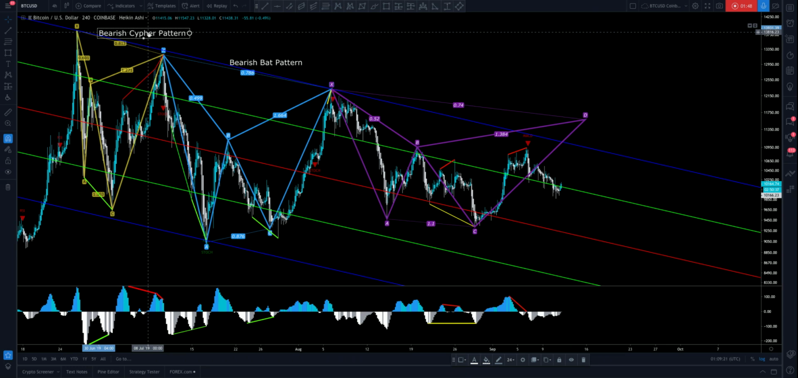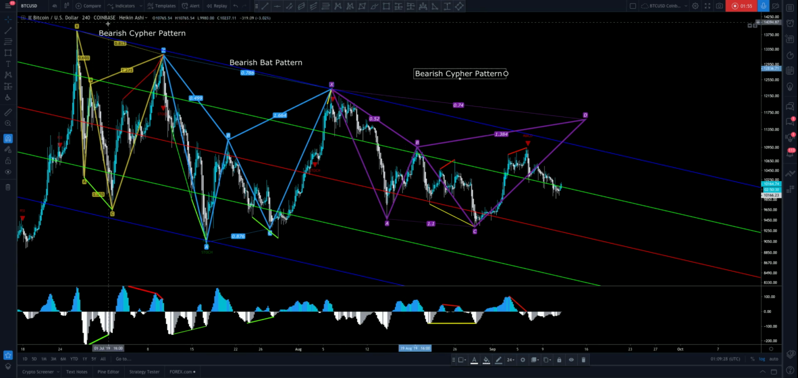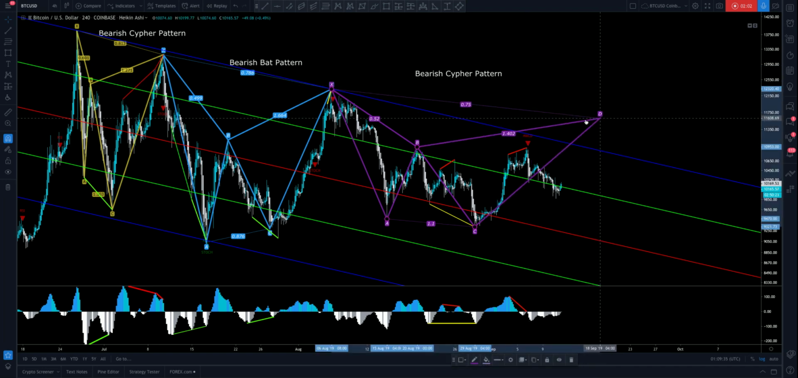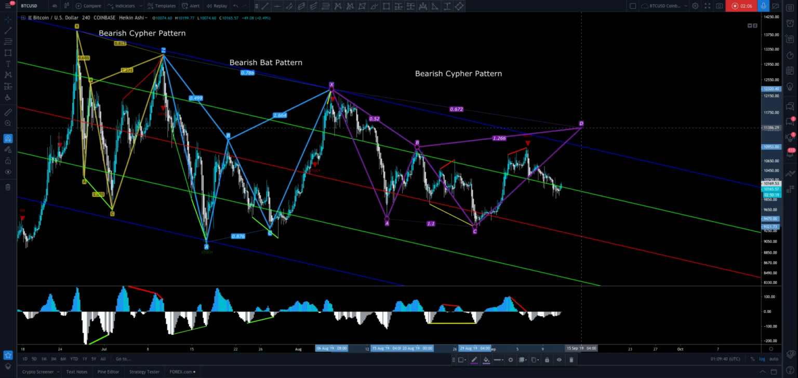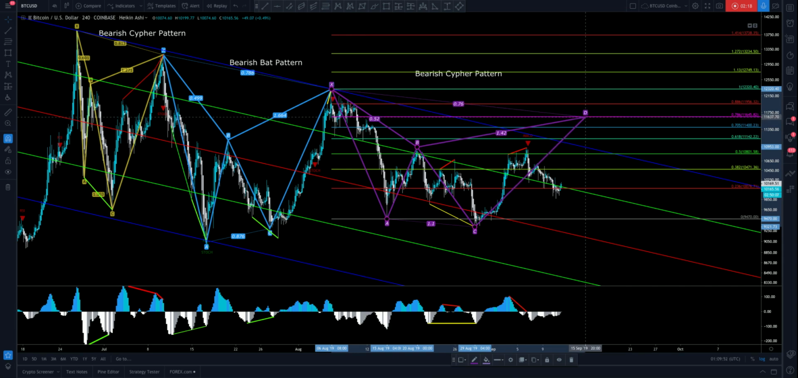So this we will move over here as well, and you'll see patterns repeat themselves. As you can see, we just had a bearish cipher pattern. Doesn't mean we can't have another one. So with a bearish cipher pattern, our D target is the 786. So you may ask, well, 786 from what? It is the 786 from the X to A. We're looking for the 786, which is right there.